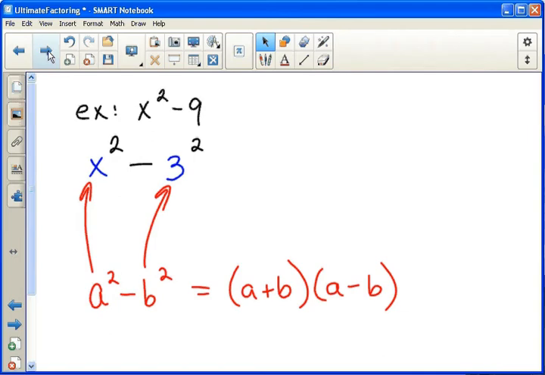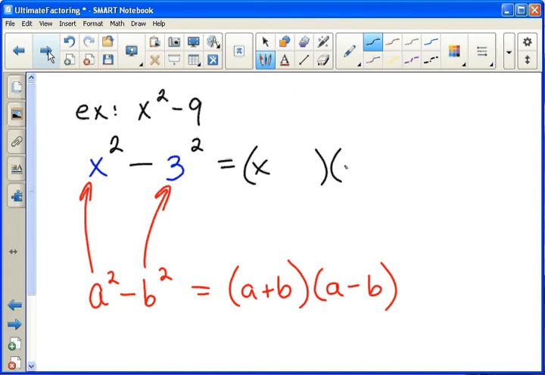So plugging in x where I see the a's and 3 where I see the b's, I arrive at my answer, x plus 3 times x minus 3. Again, if you want to check that answer, you can do so by foiling.